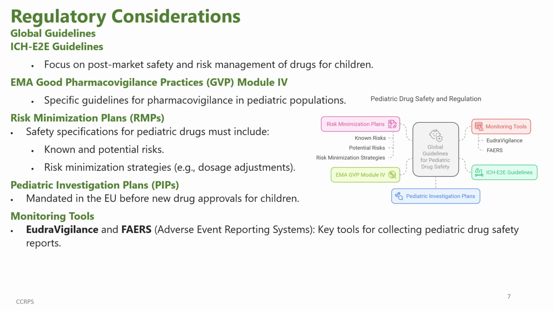The EMA Good Pharmacovigilance Practice, or GVP Module 4, pertains to specific guidelines for pharmacovigilance in pediatric populations. Risk minimization plans. Safety precautions for pediatric drugs must include being able to identify potential risks. Risk minimization strategies, example, dose adjustments.